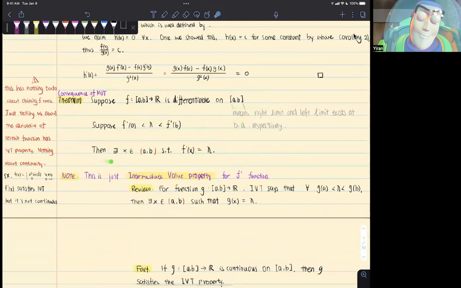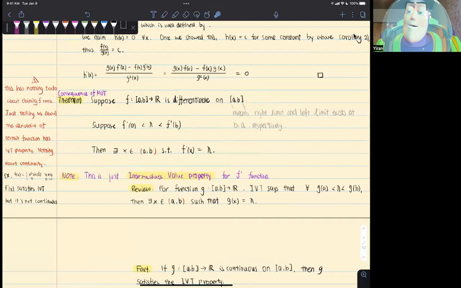So what I will say here is, if a function satisfies those two conditions, it has the intermediate value property. And what is this good for? It is used to check whether or not a function is a derivative of another function, because if it does not have the intermediate value property, then it is not a derivative of a function.